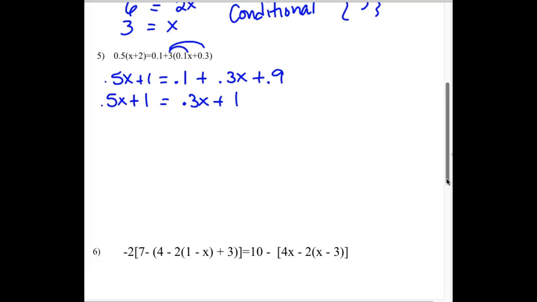Can we get our x's together? Okay, if I subtract 3/10, I'm left with 2/10. If I subtract the 1 to the other side, I'm left with 0, which is okay because my next step is to divide out 2/10, and 0 divided by anything is 0. So I end up with the condition, right? X has to be 0. So this is a conditional equation. And our condition is that x has to be 0.